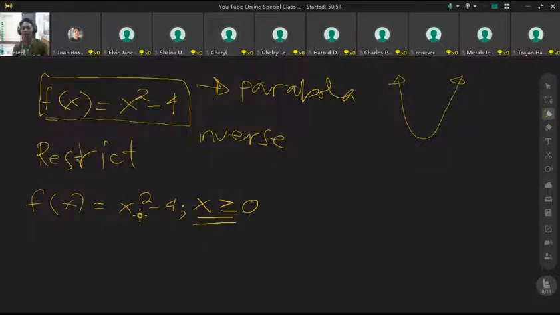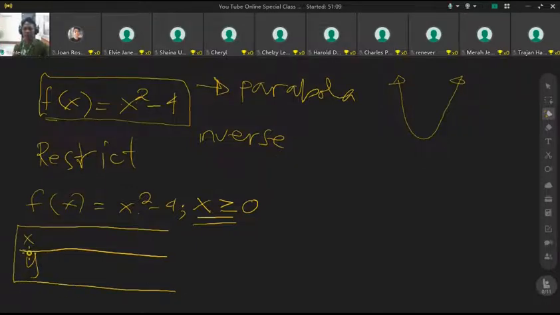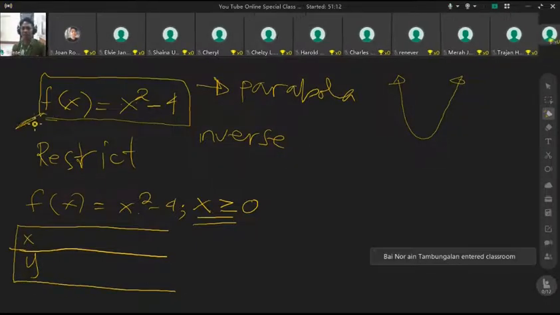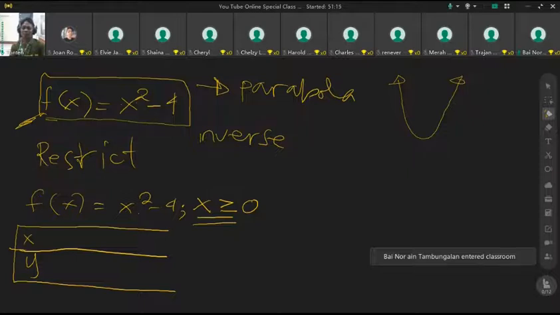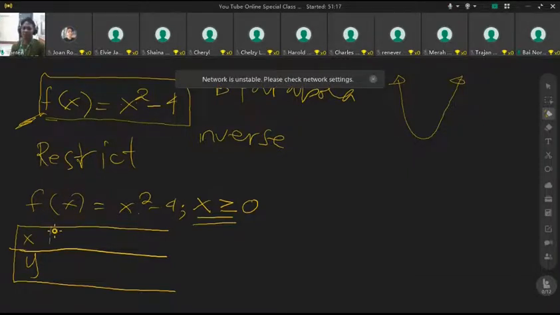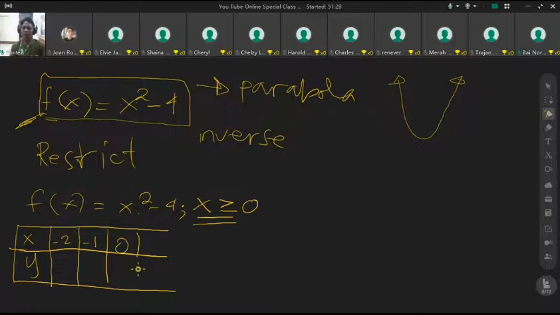So how do we graph this one? First, the easiest way is to have a table of values, and we will assign values of x, since we are going to graph a rational function. Negative 2, negative 1, 0, 1.